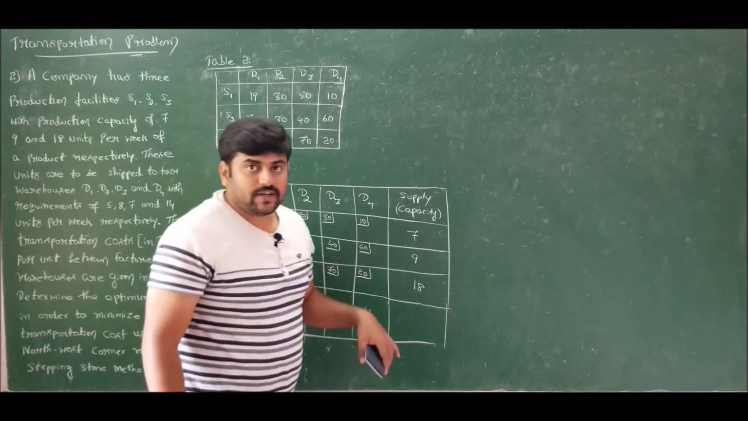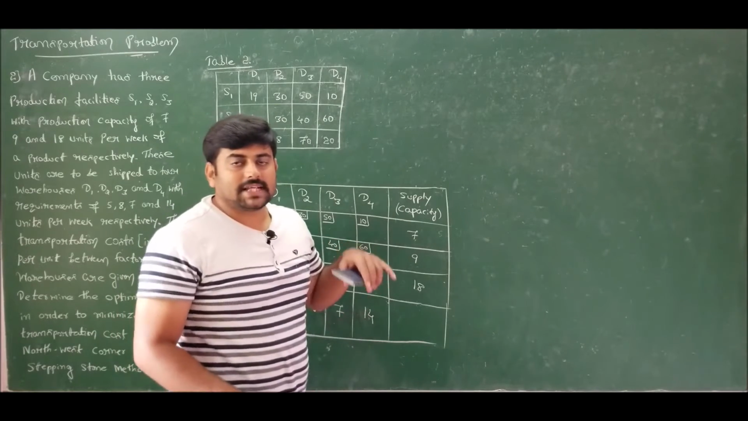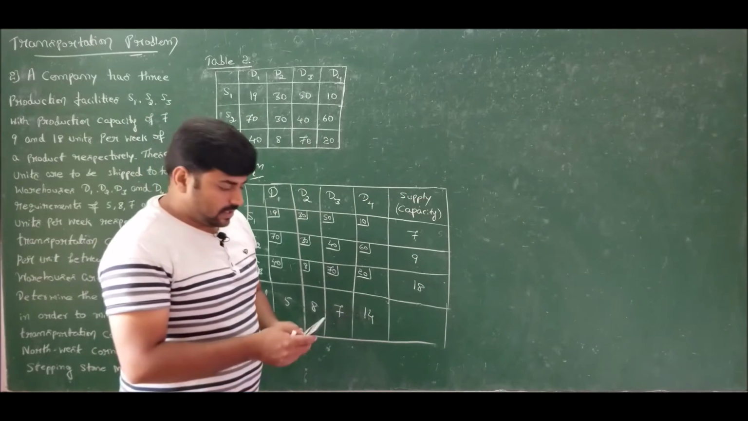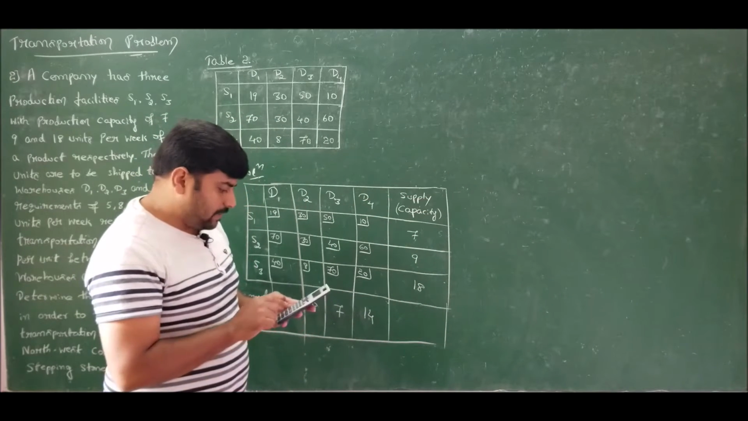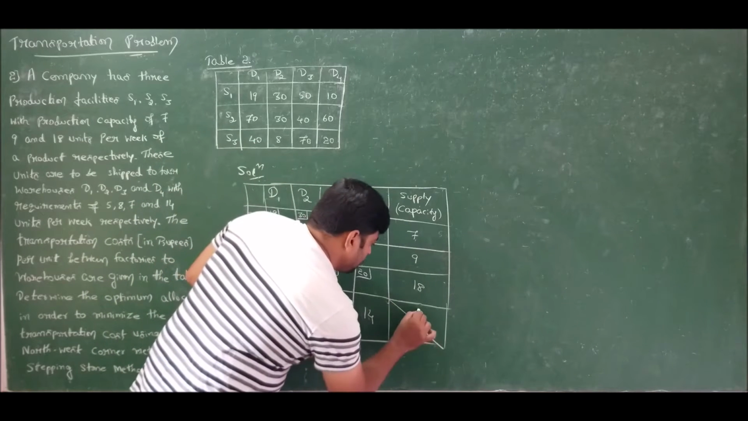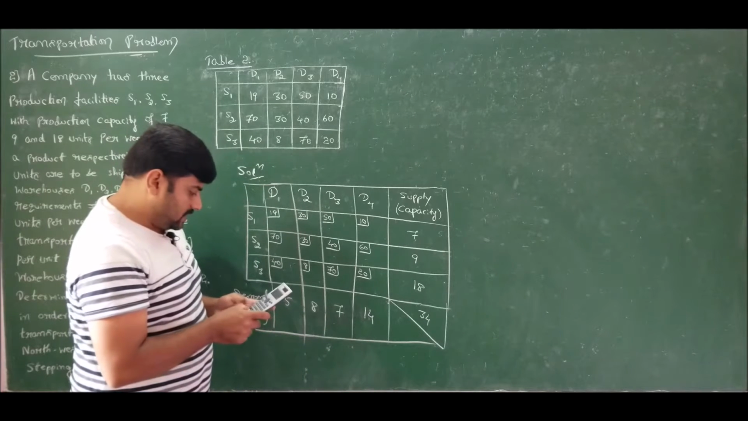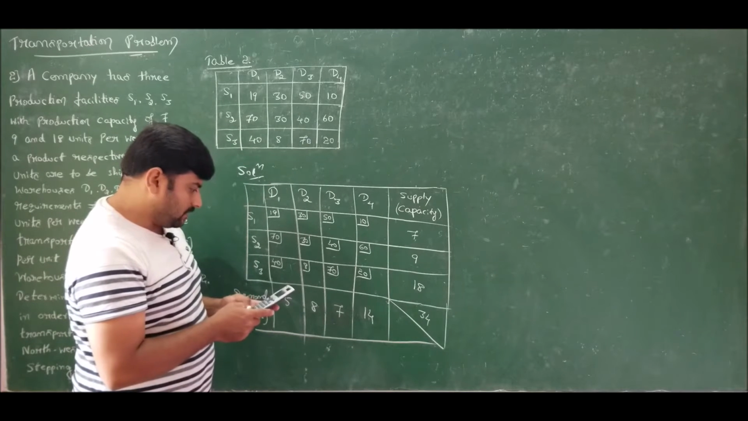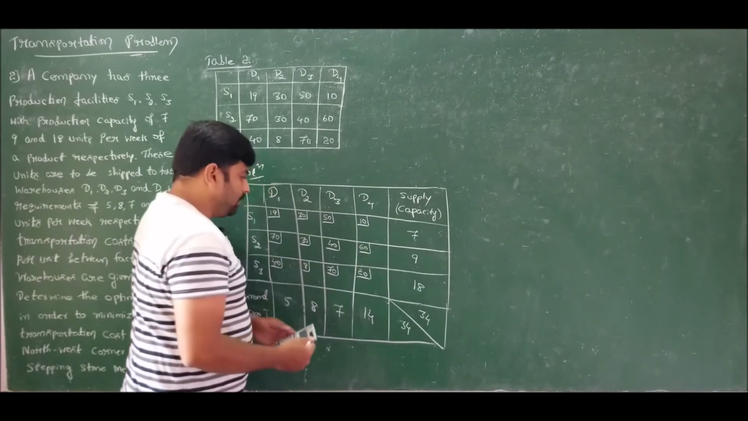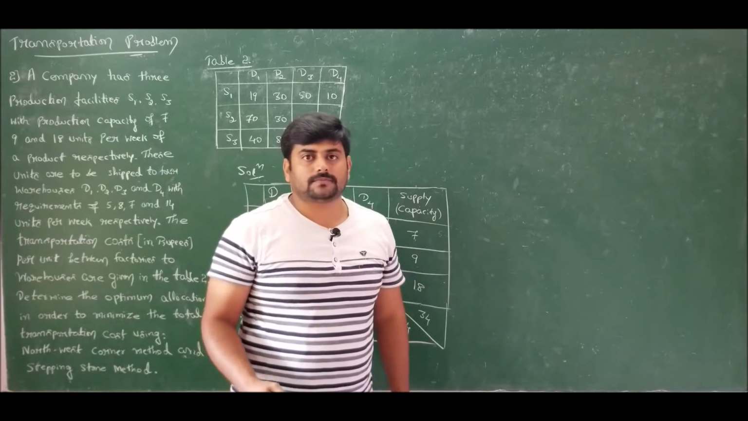Now first let us verify whether this is a balanced transportation problem or not. For a balanced transportation problem, always the sum of supply should be equal to the sum of demand. The sum of supply is 7 plus 9 plus 18, which is 34. Coming for sum of demand, that is 5 plus 8 plus 7 plus 14, that is also 34. So since supply is equal to demand, this is a balanced transportation problem.